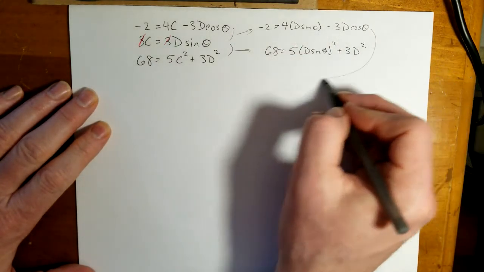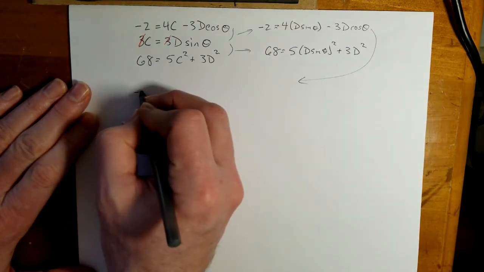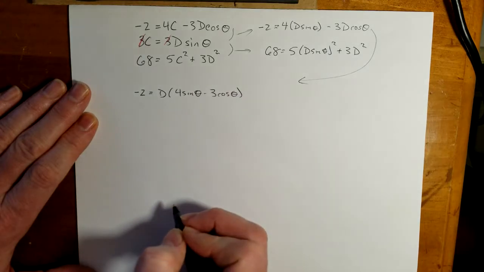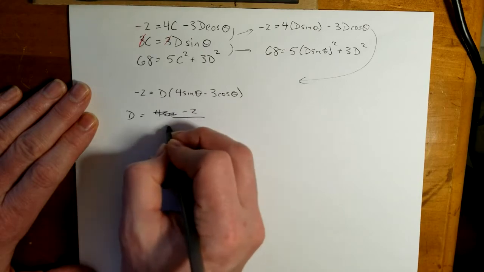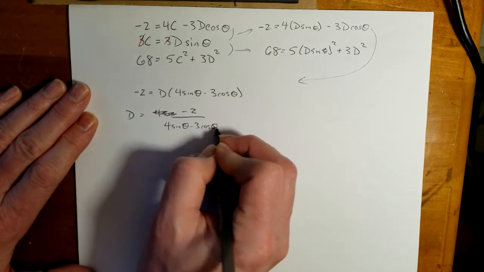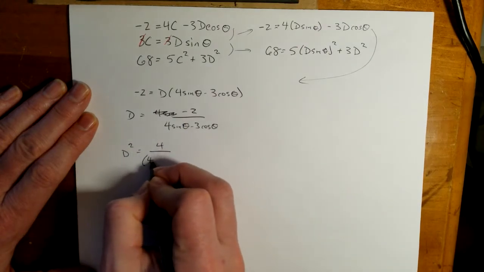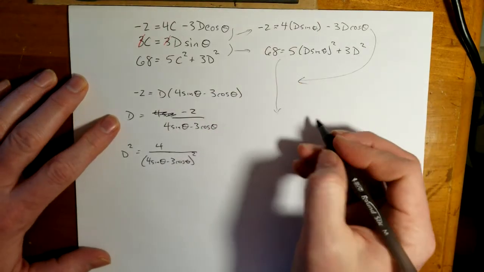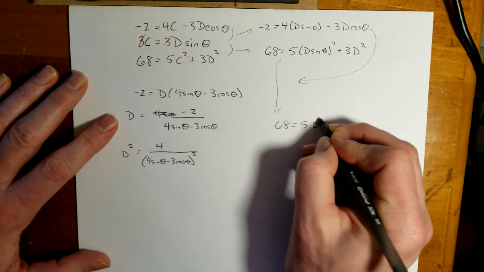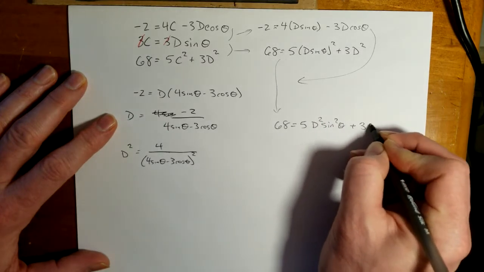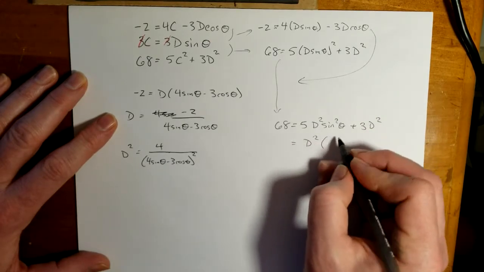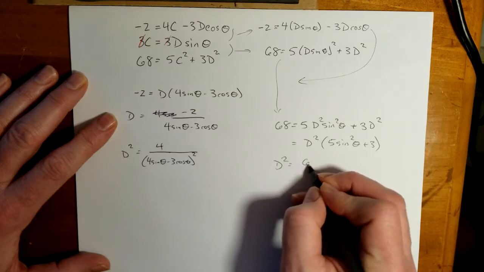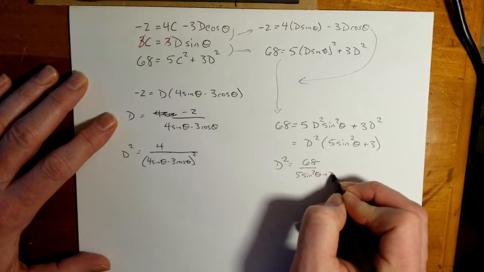So from this equation right here, I have negative 2 is equal to d times 4 sine theta minus 3 cosine theta. And so d becomes negative 2 divided by 4 sine theta minus 3 cosine theta. And d squared, because we're going to need it, is going to be 4 over 4 sine theta minus 3 cosine theta, that denominator squared. From this equation right here, we'd have 68 is equal to 5 d squared sine squared theta plus 3d squared. Factoring the d squared out on the right-hand side, I have 5 sine squared theta plus 3. So d squared is equal to 68 over 5 sine squared theta plus 3.